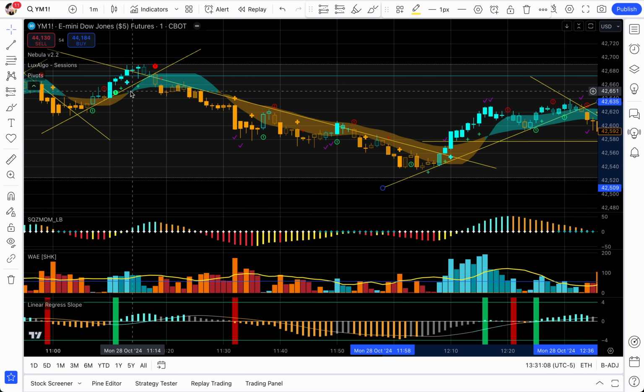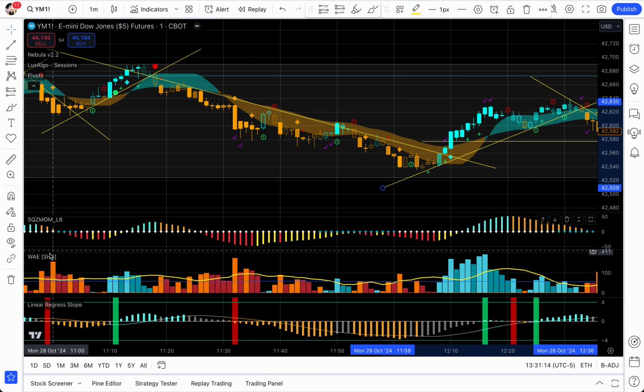Okay, we're in TradingView now. This is YM Futures 1 minute candles. You can see my indicators here, including Nebula, Squeeze Momentum, Waddah Attar Explosion. If you want to learn more about those, watch my previous videos, including my introduction video. And we take a look at the signals that we see.